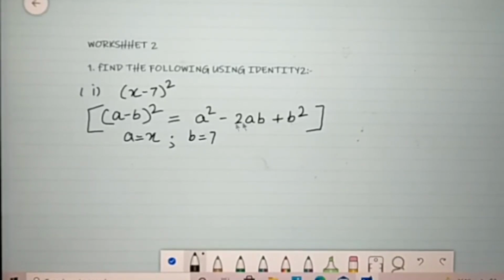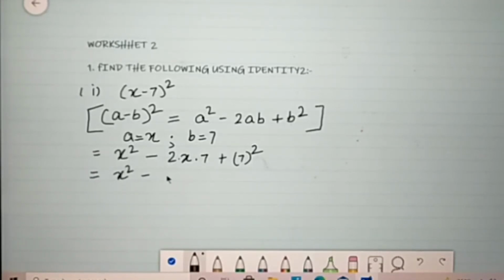So let's see the structure: square of the first term, minus 2 into first term into second term, plus square of the second term. So we have this equal to square of the first term, that is x square, minus 2, first term is x, into second term is 7, plus square of the second term, that is 7 square. So this is equal to x square minus 2 7s are 14 into x is 14x plus 7 7s are 49. So this is our answer using identity 2.